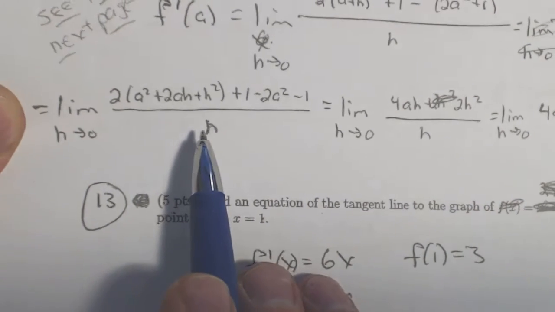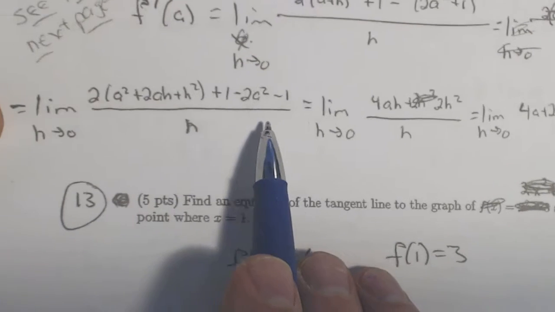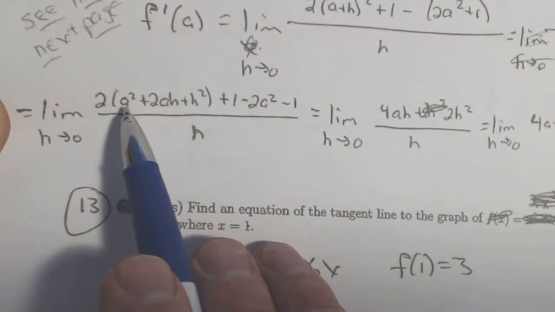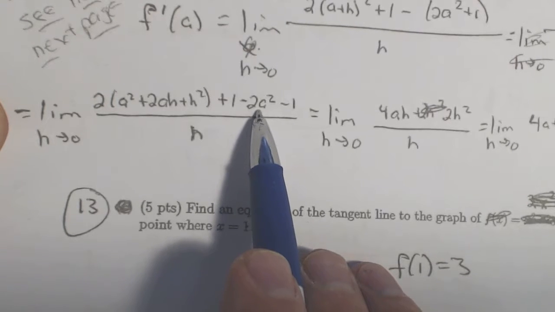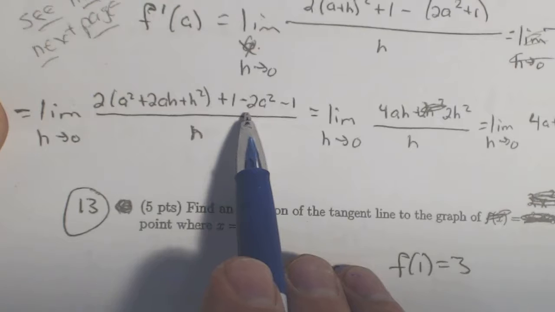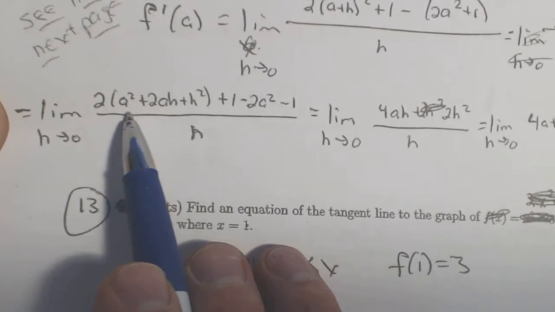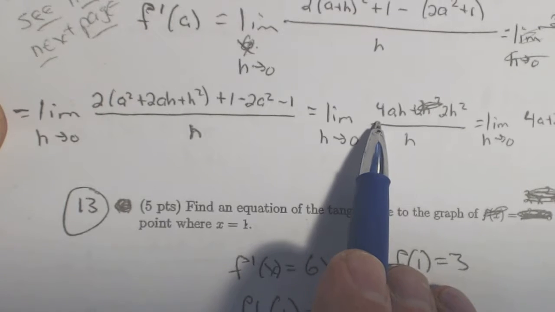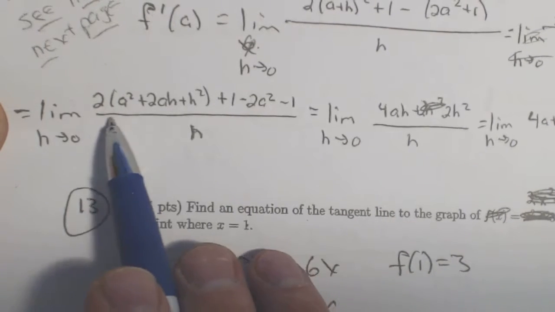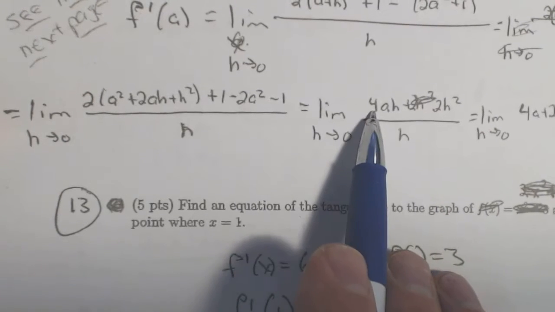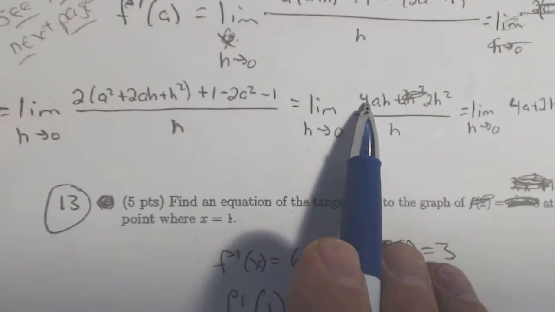Now I really did a couple things here. I mentally said, well, that's going to be 2a squared minus a 2a squared, so it was gone. I've got my plus 1 minus a 1, it's gone. So all that was left would be 2 times 2ah, which is 4ah, plus 2 times h squared, which is the 2h squared. Okay, so there's a little work I didn't show, but I think that's probably okay there.